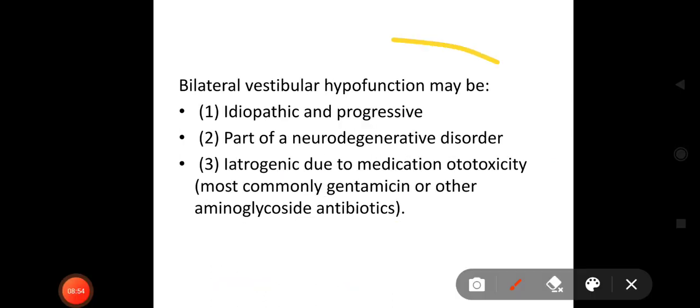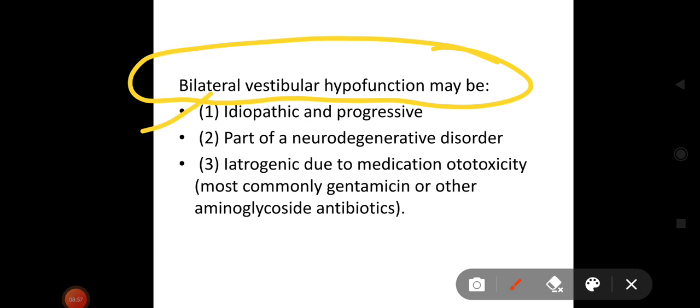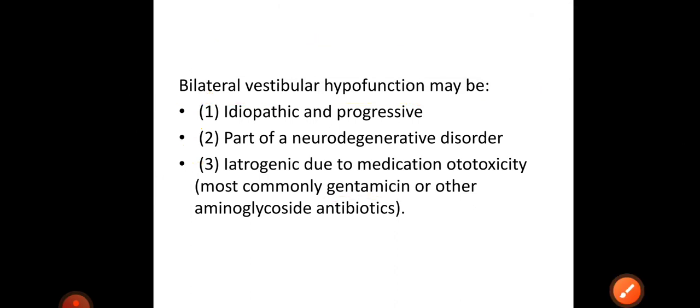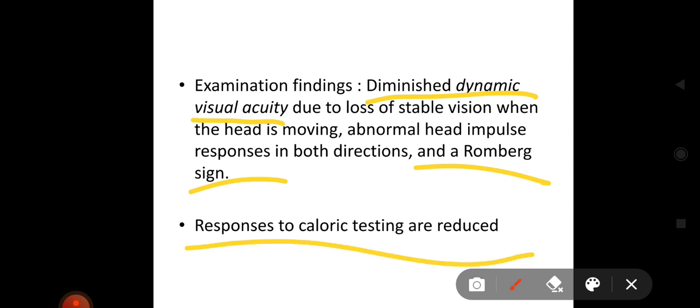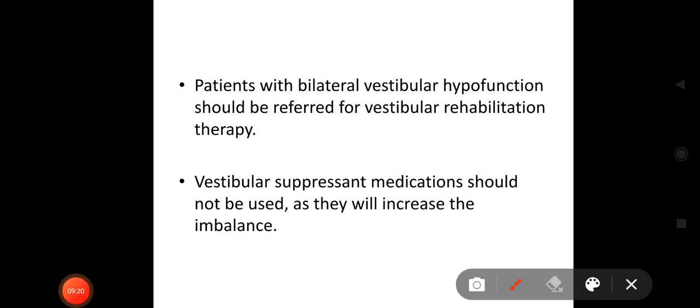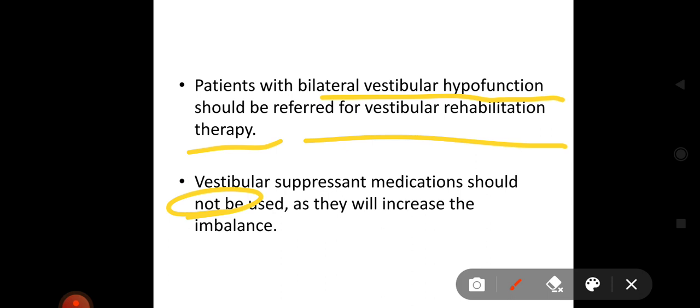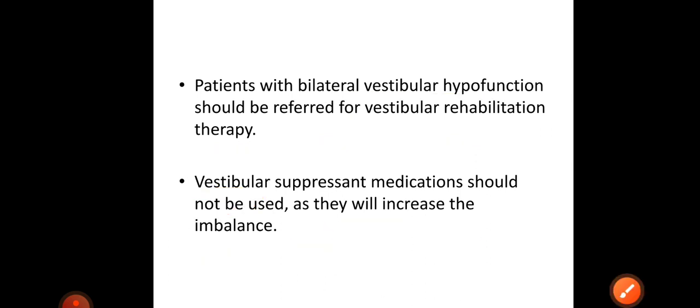Now, bilateral vestibular hypofunction may be idiopathic and progressive, part of a neurodegenerative disorder, or iatrogenic due to medication toxicity, most commonly gentamicin and aminoglycoside antibiotics. The examination findings are diminished dynamic visual acuity due to loss of vestibular vision when the head is moving, abnormal head impulse response in both directions, and a Romberg sign. And response to caloric testing is reduced. Patients with bilateral vestibular hypofunction should be referred for vestibular rehabilitation therapies, and vestibular suppressant medication should not be used in these cases as they will increase the imbalance.